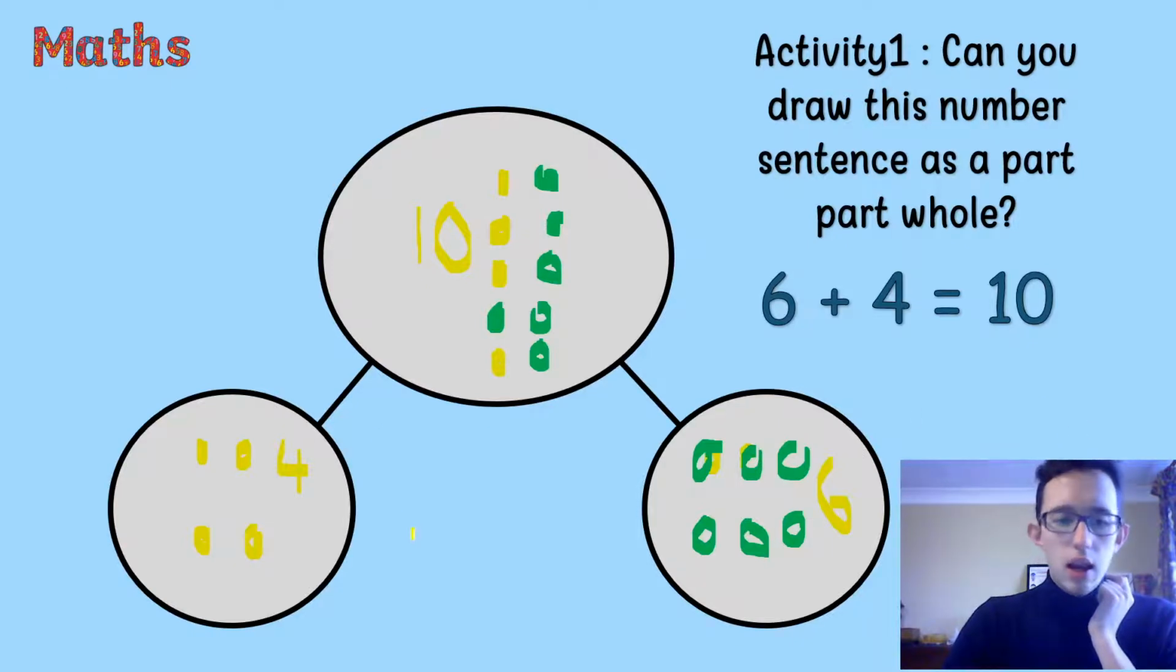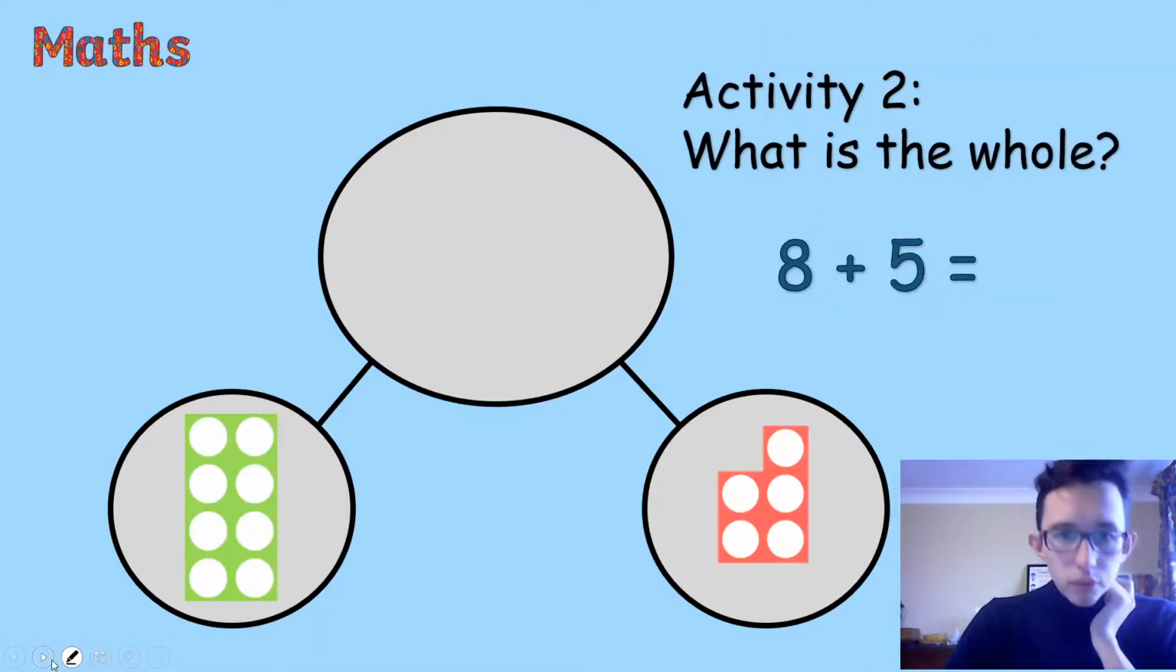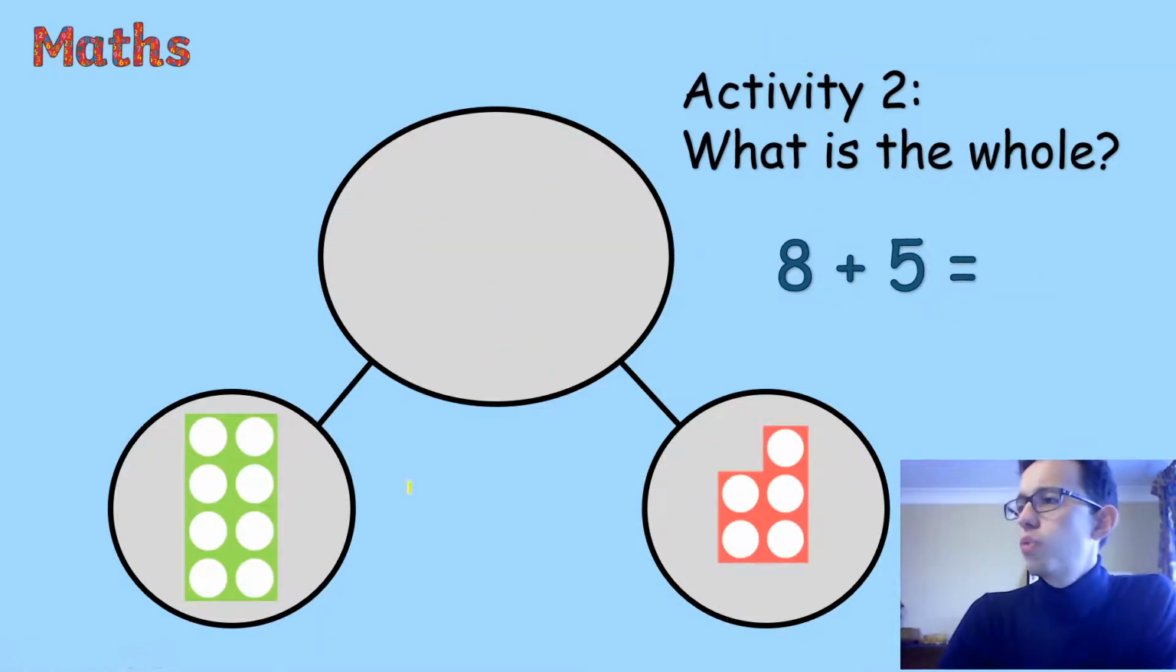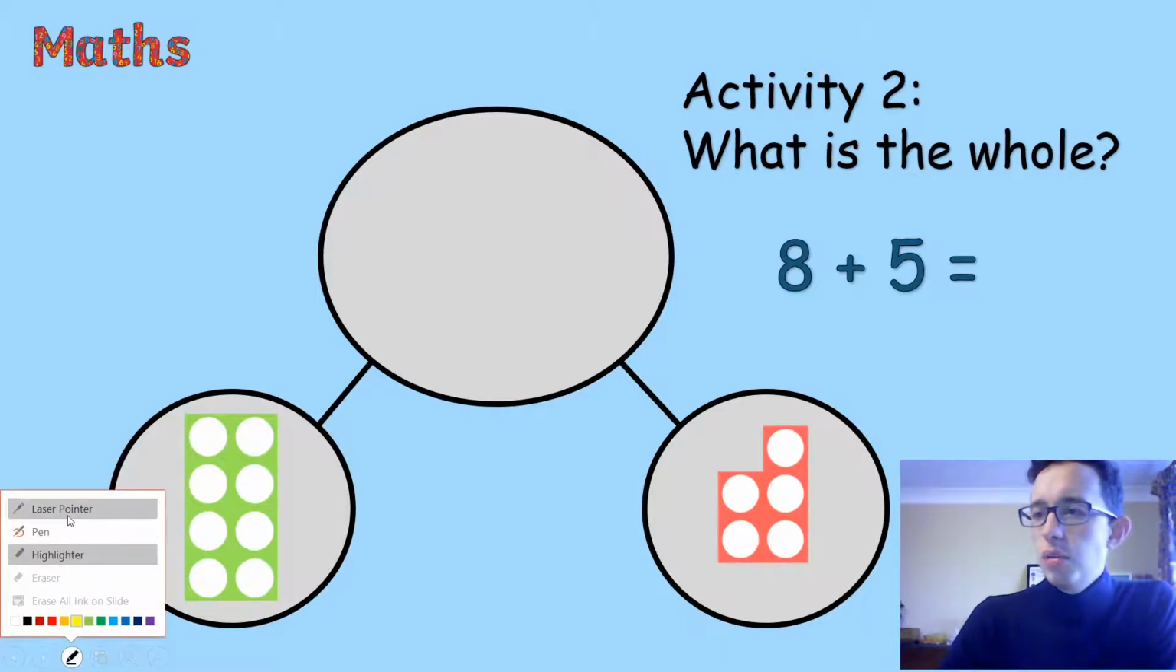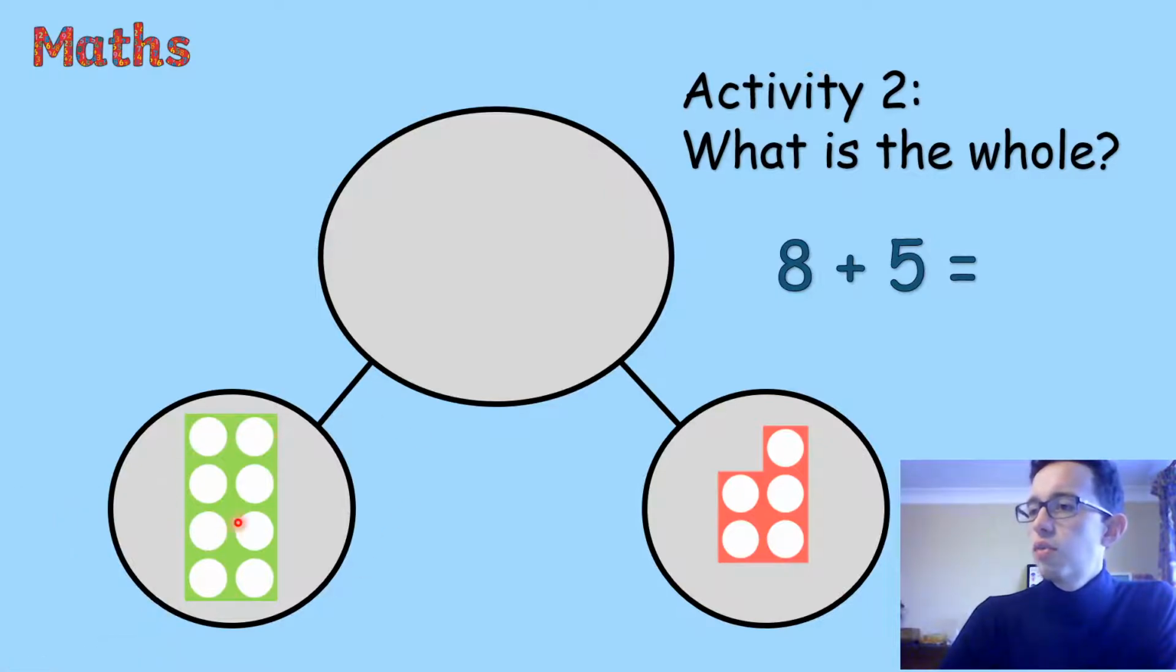Okay, so let's move on. Number 2 is: what is the whole number here? So what we need to do is move the 8 and the 5 to make our whole. Let me just turn it into the pointer. So we've got the 8 here, and we've got the 5 here, and we want to try and make it into the whole. I wonder if you could pause the video, maybe draw that and have a go.